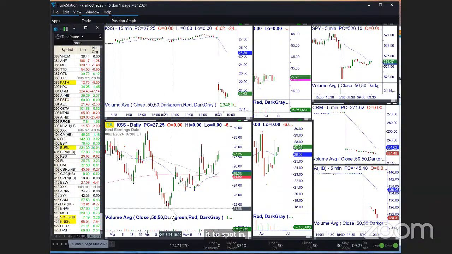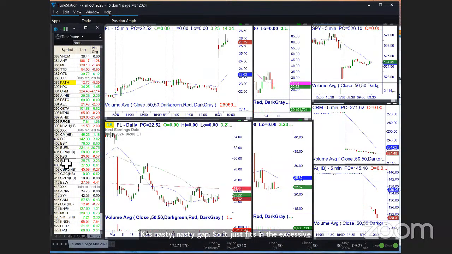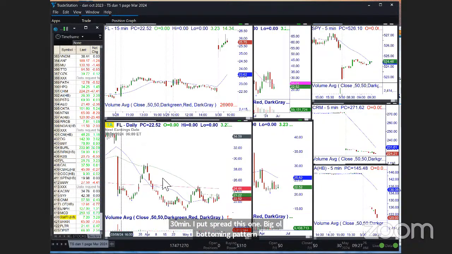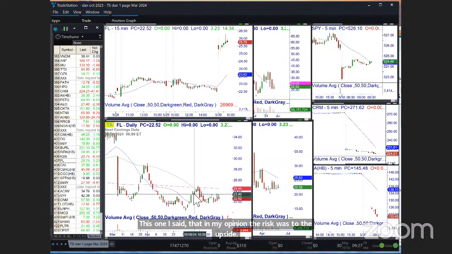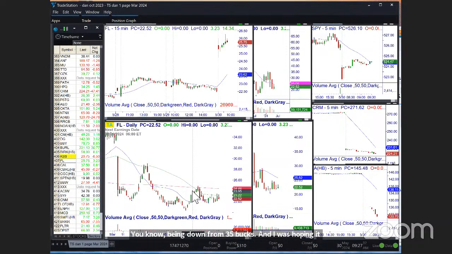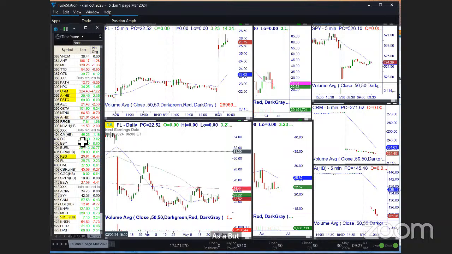KSS, nasty gap. So it just fits in the excessive gap category. 30-minute high, put spread. This one, big old bottoming pattern. This one I said, in my opinion, the risk was to the upside, being down from 35 bucks. And I was hoping it would gap up just a little. And then we would have bought it, whatever, 5, 10, 15, 30-minute high. So the excessive gap is messing it up. But let's watch it on a pullback because that's now a very bullish multi-month bottom.